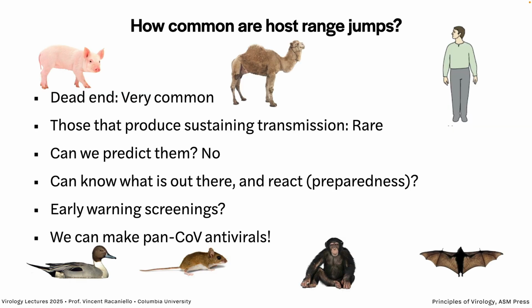So how common are these host range jumps? I already told you they're very rare, although they're rare in causing an epidemic. Dead ends are probably happening all the time. The ones that make sustained transmissions are very rare. Can we predict them? No, we cannot predict them. We don't have the ability to do that, but we can know what viruses are out there in species that have contact with humans and whether they have human pandemic potential.